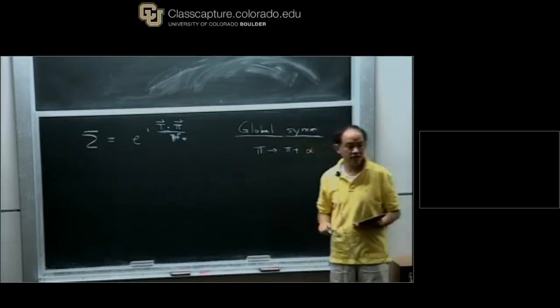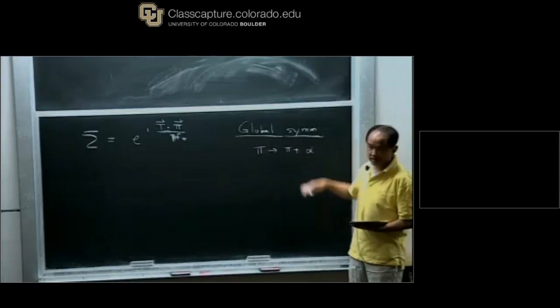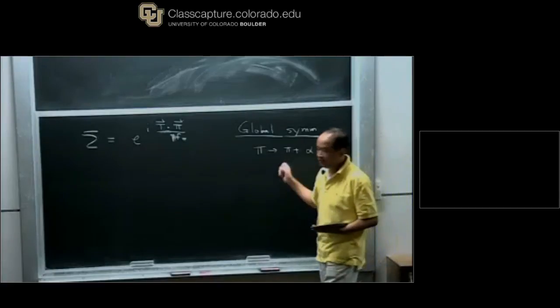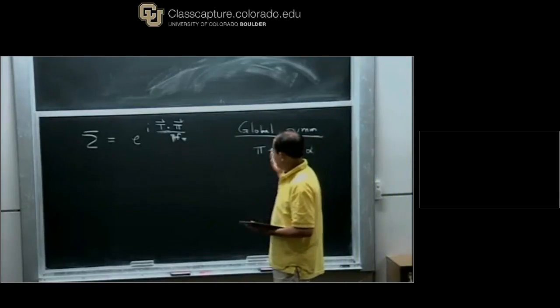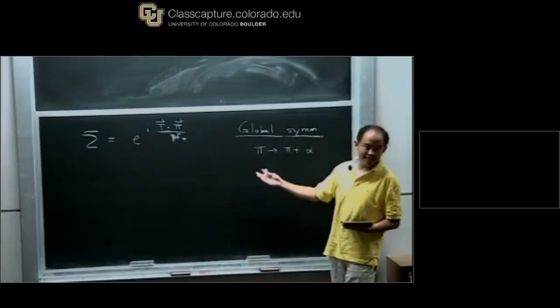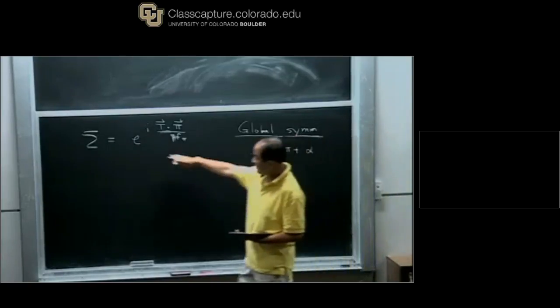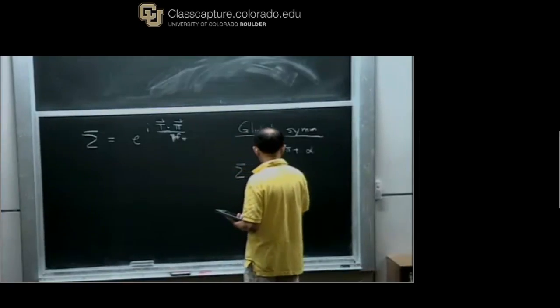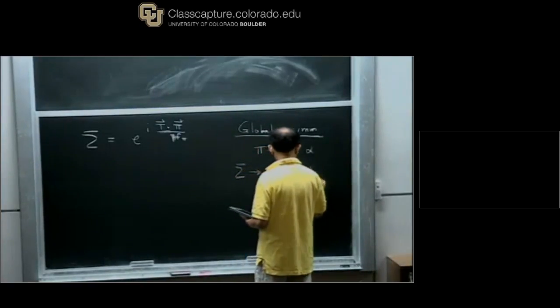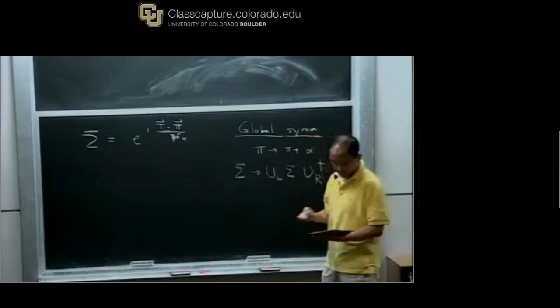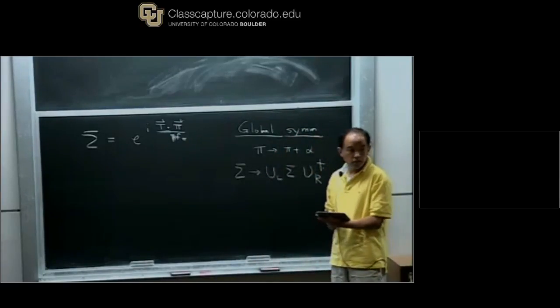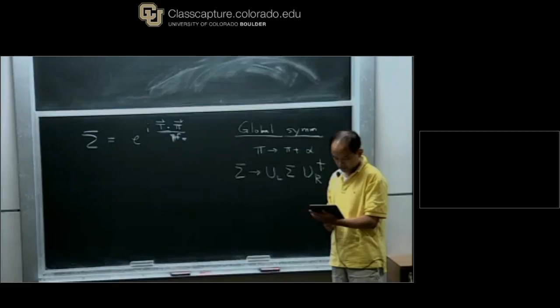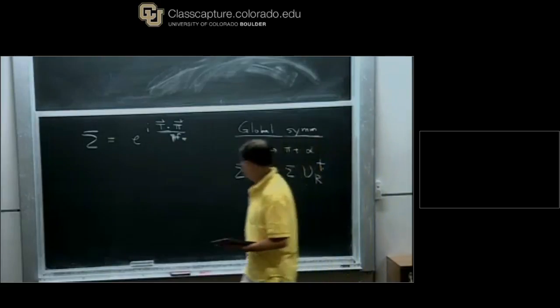One of you already said that, which is why this has no mass terms. And this is not very convenient, but acting on sigma is still linear. So sigma goes to UL sigma UR dagger.